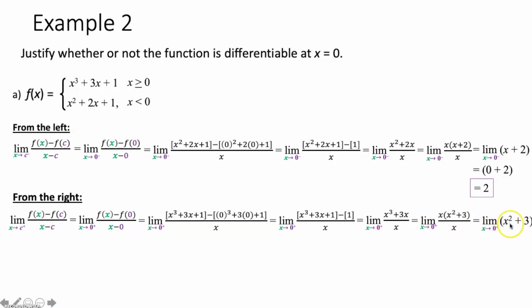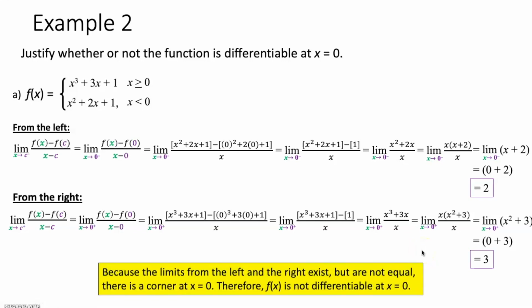And now we can evaluate this limit. We plug in 0 here for x. 0 squared is 0 plus 3 is 3. So that means that the slope of the function coming in from the left is equal to 2, but the slope of the function coming in from the right is 3. Therefore, the function has two different slopes coming in from the left and the right at x is equal to 0. Therefore, there's going to be a corner at x is equal to 0. So the function is not differentiable at x is equal to 0.